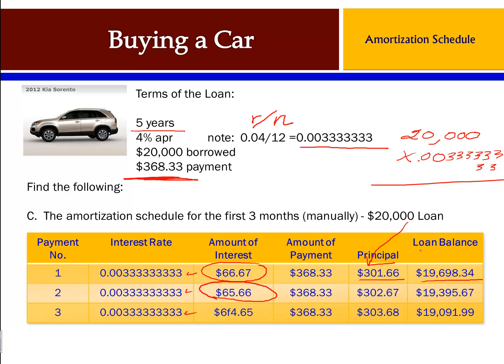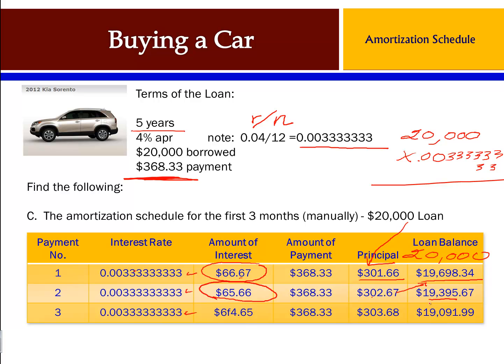Now remember, it started out originally at $20,000. We multiplied times 0.333 to get the interest. We subtracted that from the payment to get the principal. We subtracted the principal from the loan to get the new balance. We take the new loan balance, we multiply it by the interest to get the amount of interest. We subtract the interest from the payment to get the principal. We subtract the principal from the previous balance to get the new balance.